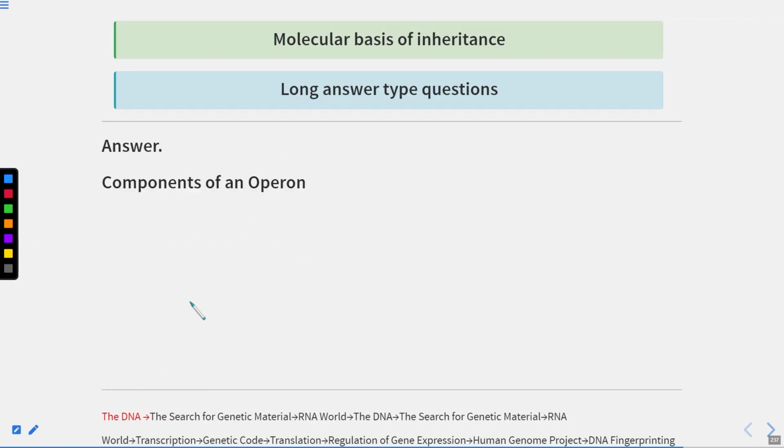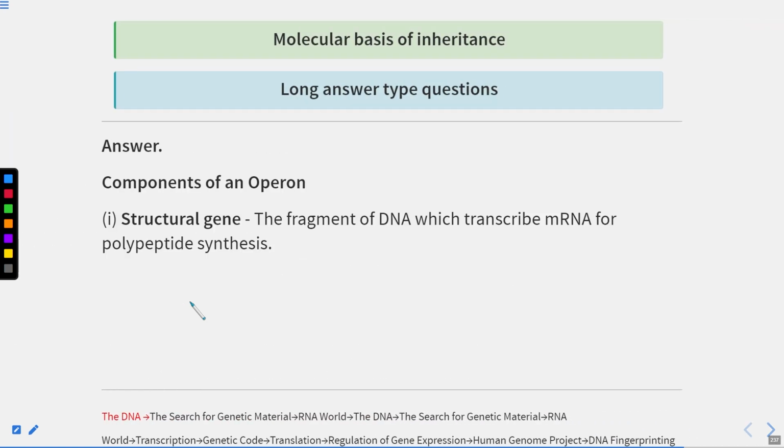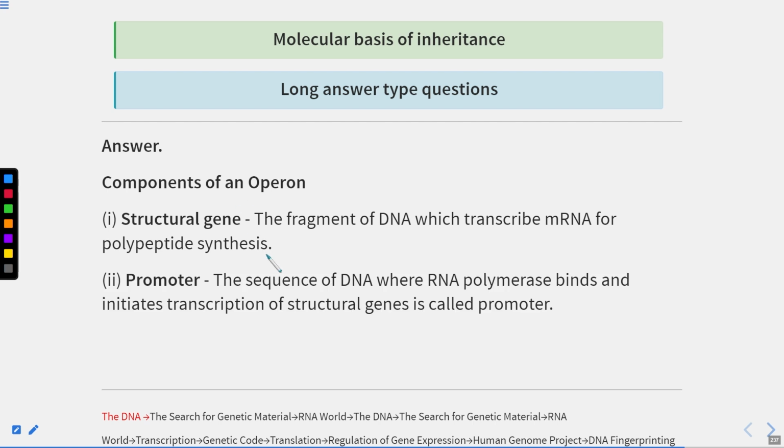Okay, so lac operon is a polycistronic gene. It is present in the bacteria, prokaryotes. Now, what are the components of the operon? First is the structural gene. What is the structural gene? It is the fragment of DNA that is transcribed into mRNA for the polypeptide synthesis. So, structural genes form the polypeptide or the protein. So, they are transcribed first into mRNA, and from mRNA, they are translated into the polypeptide.